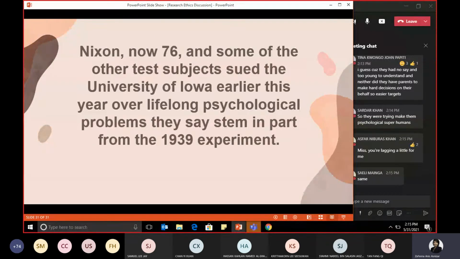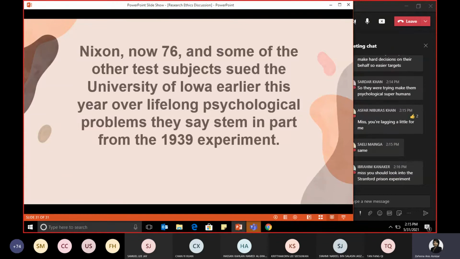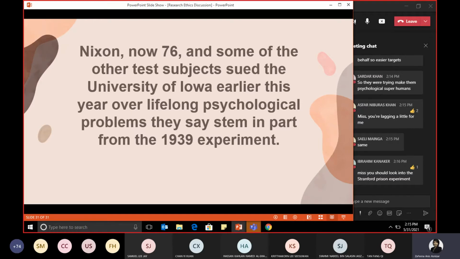Some of the other test subjects with the University of Iowa earlier this year reported lifelong psychological problems. They say these stem in part from the 1939 experiment. The last time I checked was recently, in April, if I'm not mistaken. I read an article about Nixon, but maybe now you can just type Nixon, the monster study, and try to understand what happened to him.